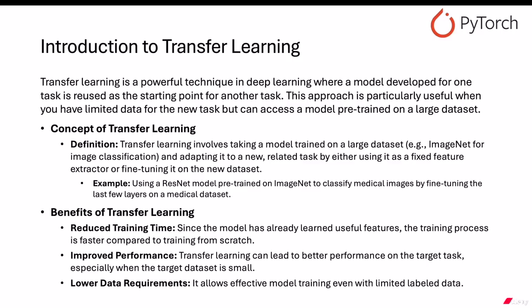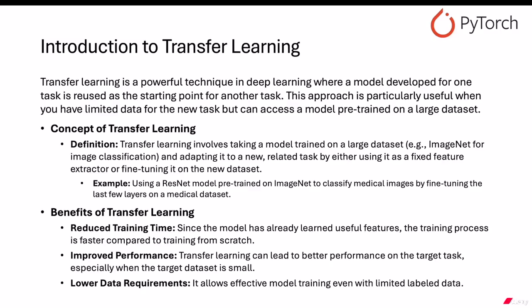Concept of transfer learning. Transfer learning involves taking a model trained on a large dataset, for example ImageNet for image classification, and adapting it to a new related task by either using it as a fixed feature extractor or fine-tuning it on the new dataset. An example is using a ResNet model pre-trained on ImageNet to classify medical images by fine-tuning the last few layers on a medical dataset.